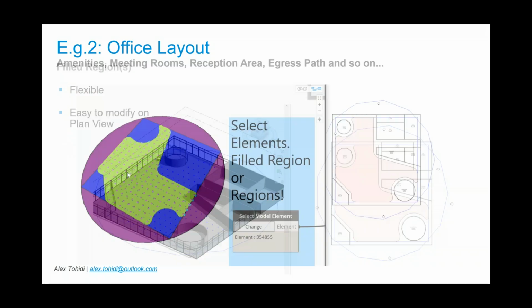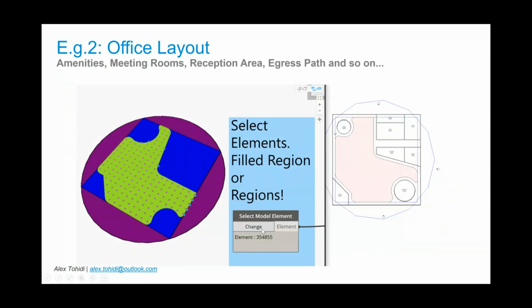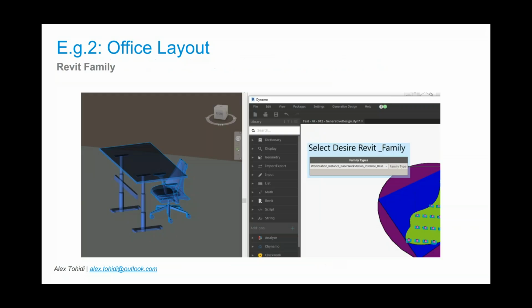Yeah, so let's move on. What you have to do is go into Dynamo, select your modal element, which in this case is field region. You can allow for amenities, meeting room, reception area, and so on, because it's a quite flexible boundary. So you just select that, and this workflow is working within Dynamo, not using Revit Generative Design. And you select the family that you want.